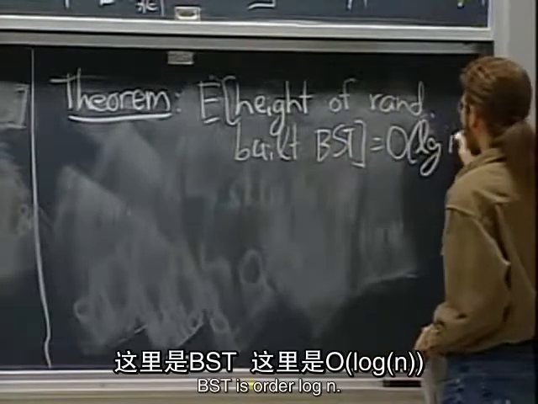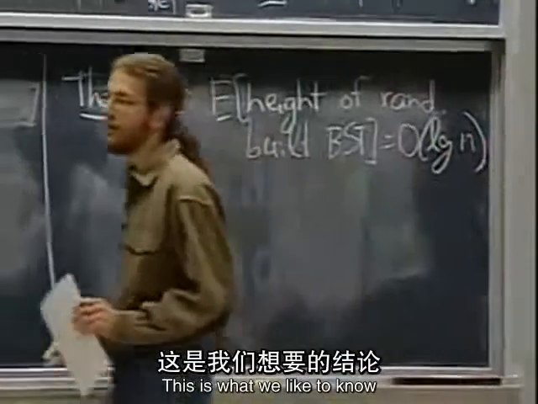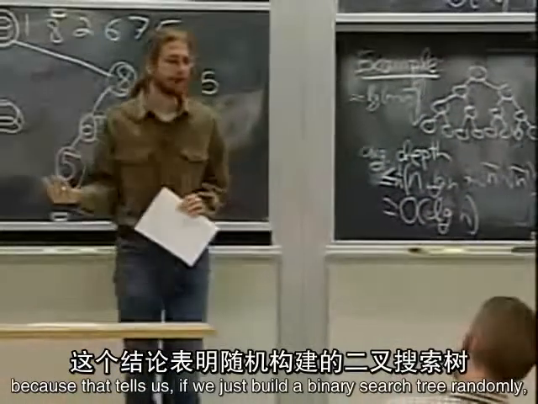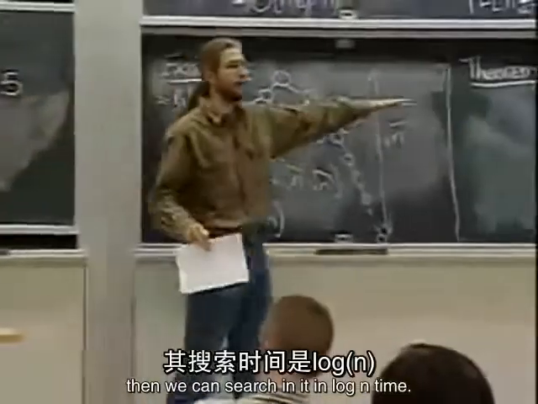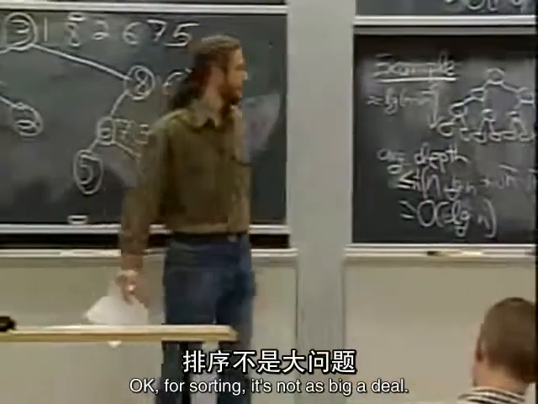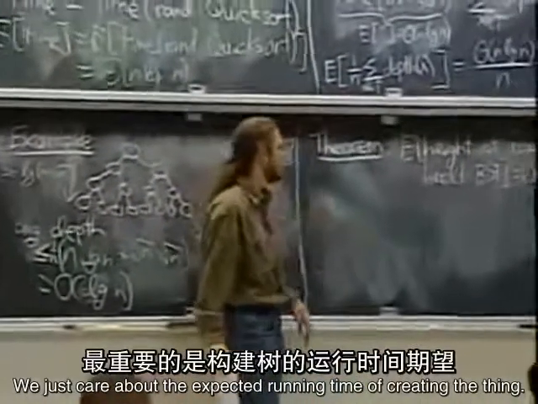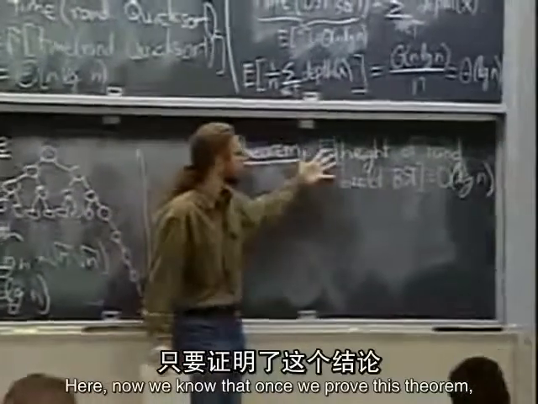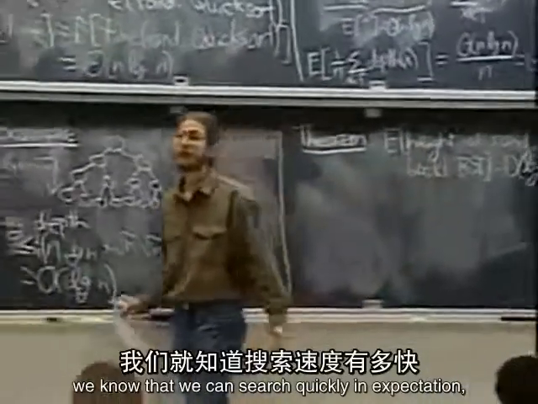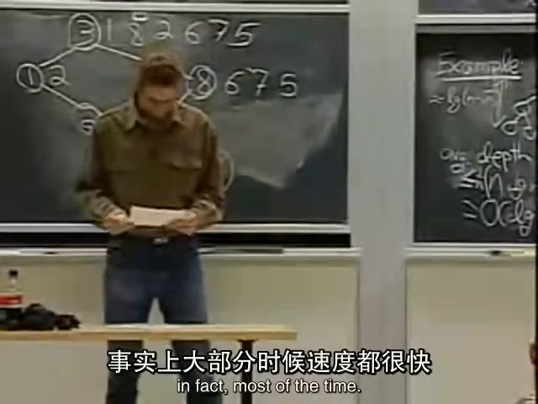Order log n. This is what we'd like to know, because that tells us if we just build a binary search tree randomly, then we can search in it in log n time. For sorting, it's not as big a deal. We just care about the expected running time of creating the thing. Here, once we prove this theorem, we know that we can search quickly in expectation, which, in fact, is most of the time.